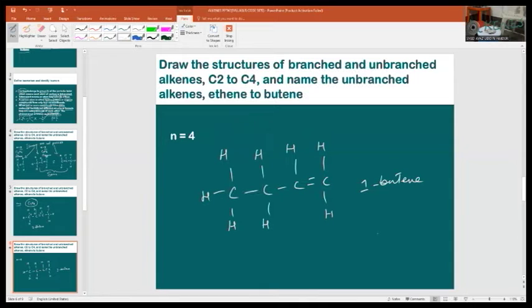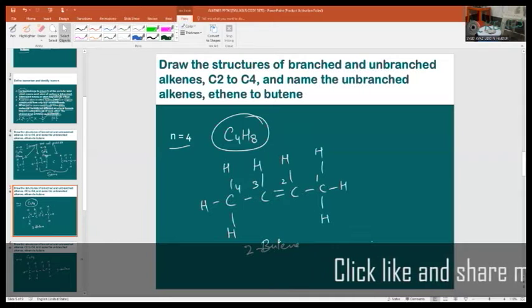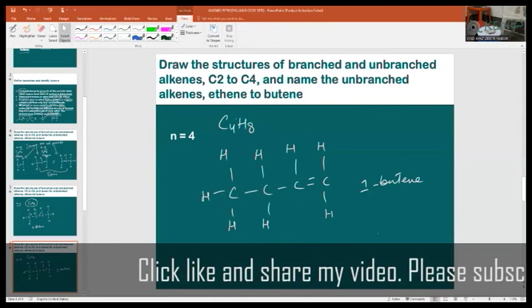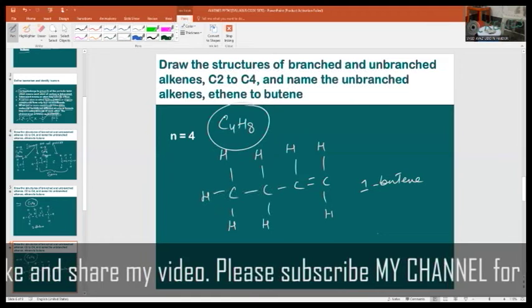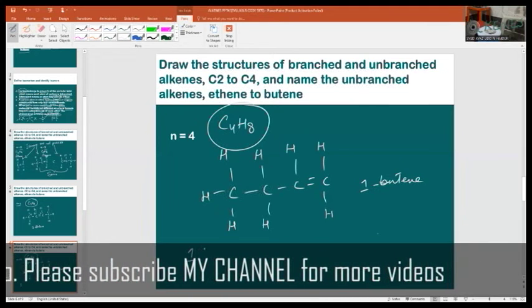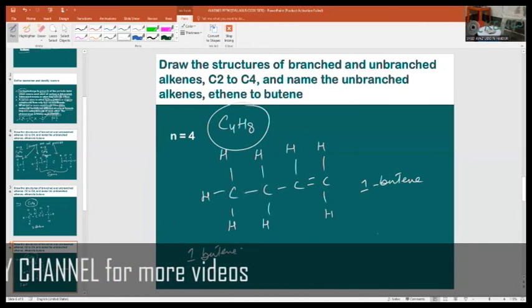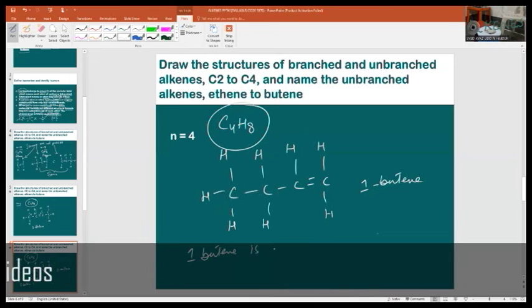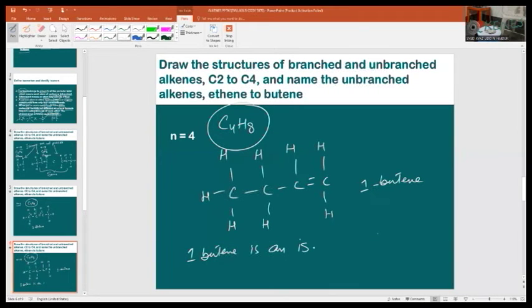Now they are isomers. Why are they isomers? Because both of these have the same molecular formula, that is C4H8. See, C4H8, again we are getting C4H8. So 1-butene is an isomer of 2-butene.